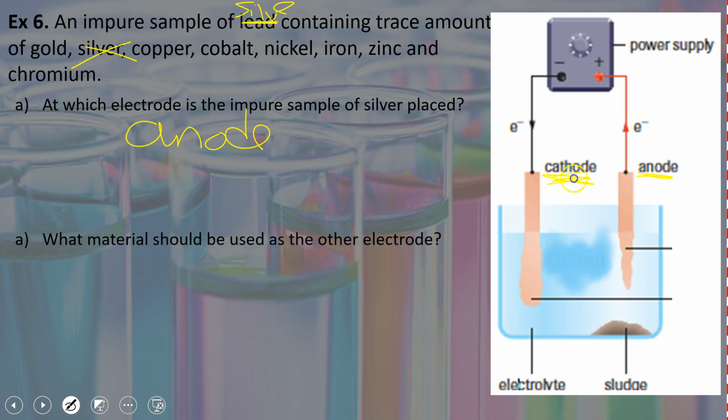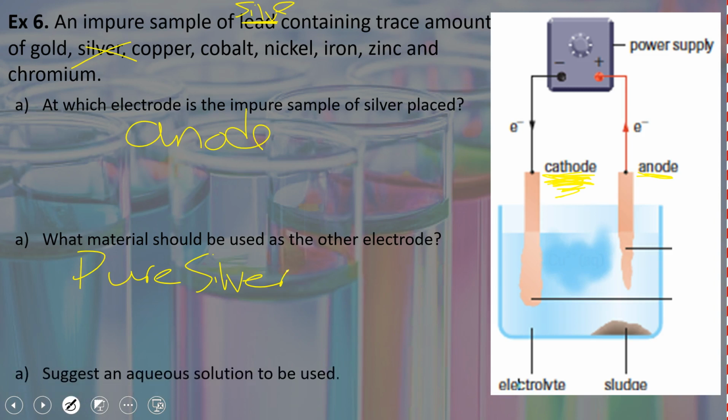What material then should my cathode be made of? If I'm trying to get this piece of silver to become pure, what needs to be at the cathode? A piece of pure silver. It doesn't need to be a large piece of silver, but it needs to be silver in order for me to start depositing other silver onto that. Otherwise, I start depositing a metal onto another metal, and then they're mixed together, and I don't really refine it at all. It's just added on to something else. What should be the solution in here? I have to have what in there?